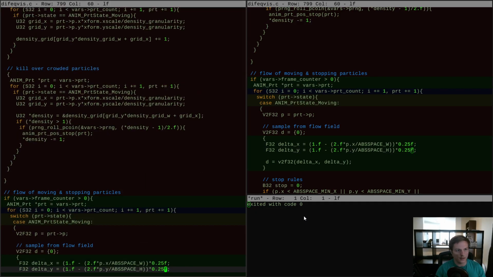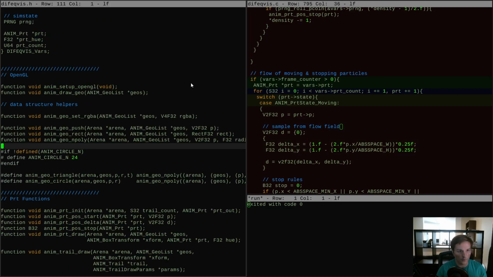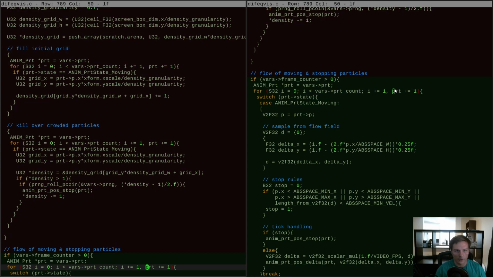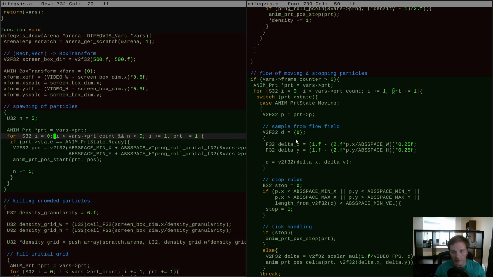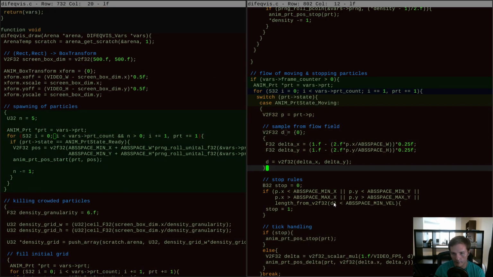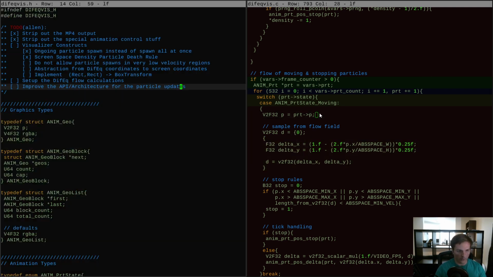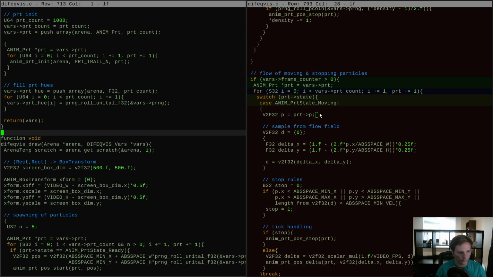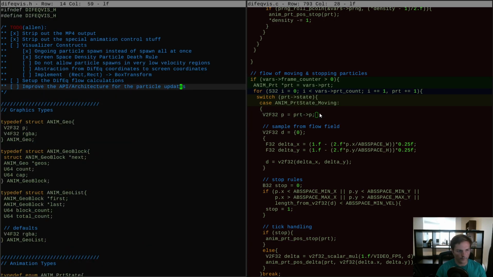Nice. All right, so now that we've done all that, I want to look at my to-do list. Screen space density, particle death, good. Do not allow particle spawns in very low velocity region. So what's tricky about that is particle spawning is occurring up here, and so what we're going to need to do is we're going to need to start pulling out our velocity function.